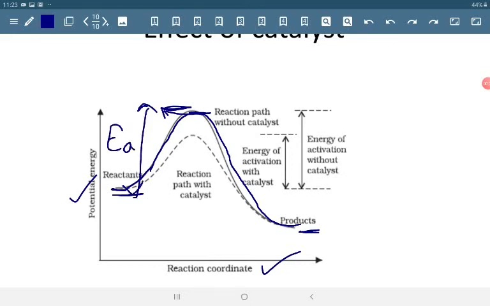Now what happens by adding the catalyst? This energy barrier becomes less. The role of the catalyst is to provide an alternative path to the reaction having lower activation energy so that products are formed at a faster rate. So here no change will occur in the value of delta H. So I'll repeat, what is the role of catalyst in a reaction? The role of catalyst is to lower the activation energy of the reaction so that products are more easily formed at a faster rate.